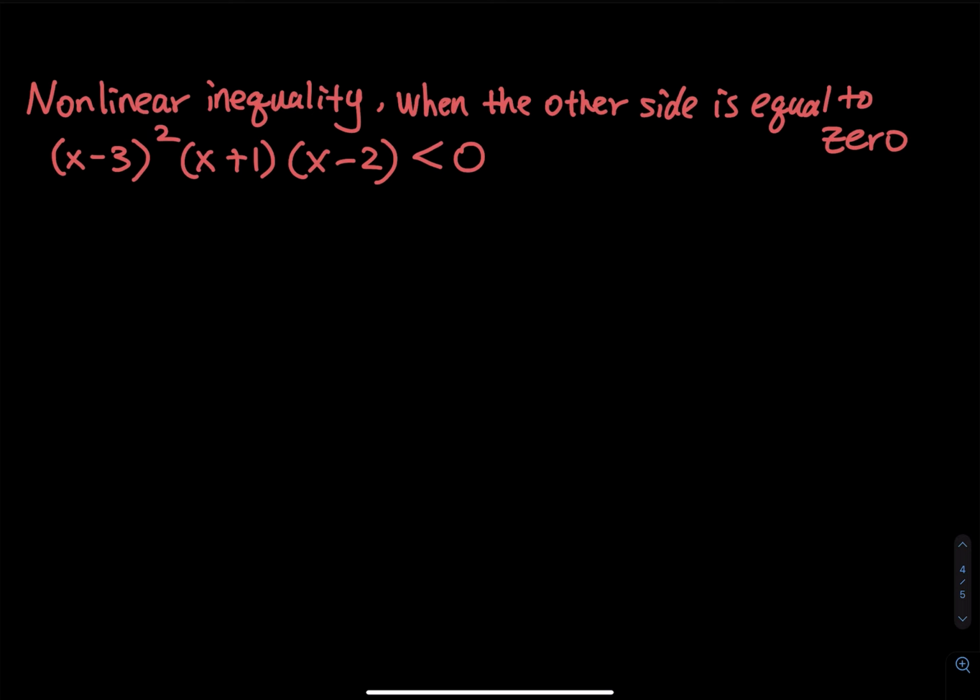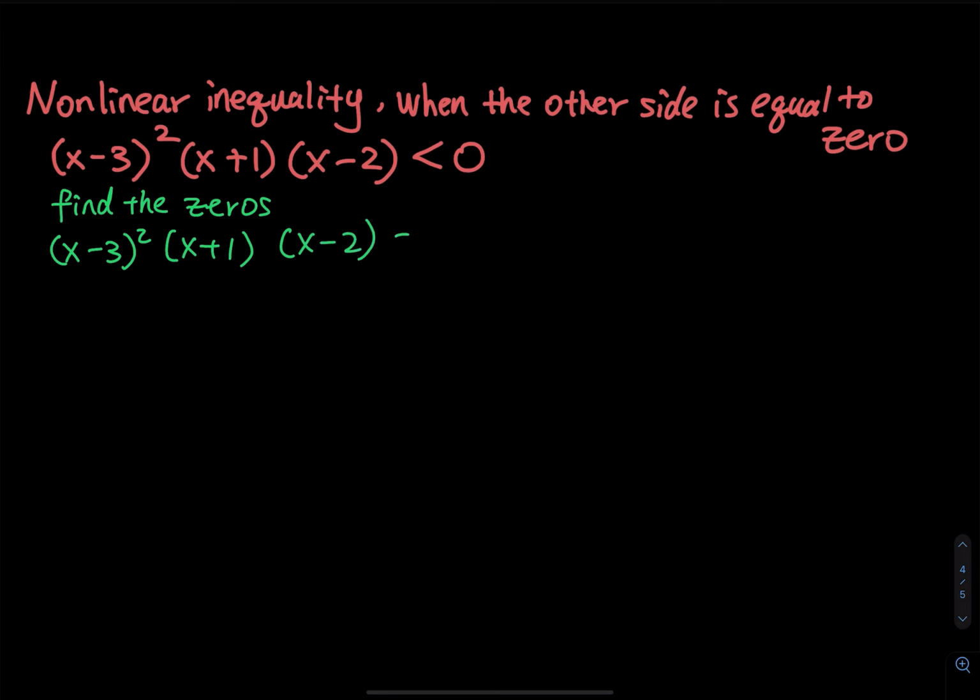Back to the problem. When you solve a nonlinear inequality, make sure the other side is equal to 0. All right, so in this one, the other side is equal to 0. The left-hand side is in factored form. So what I need to do is find the zeros. Finding the zeros means I have to treat the less than as an equal sign. So you have x minus 3 squared, and then x plus 1, and then x minus 2. Let's set that equal to 0.